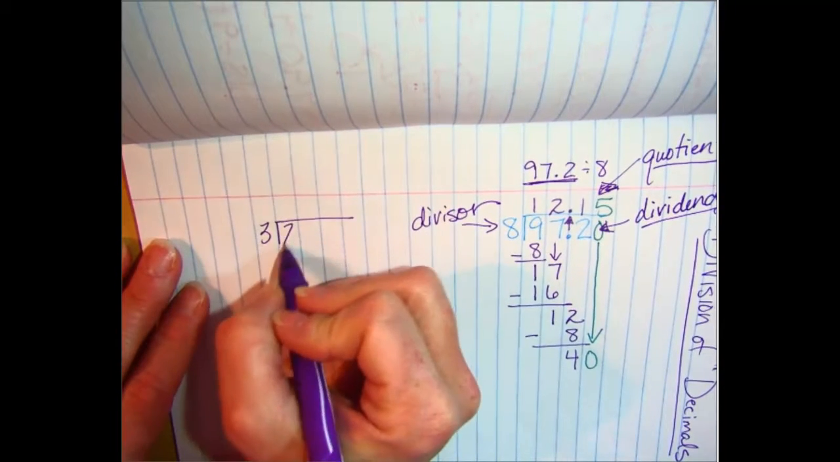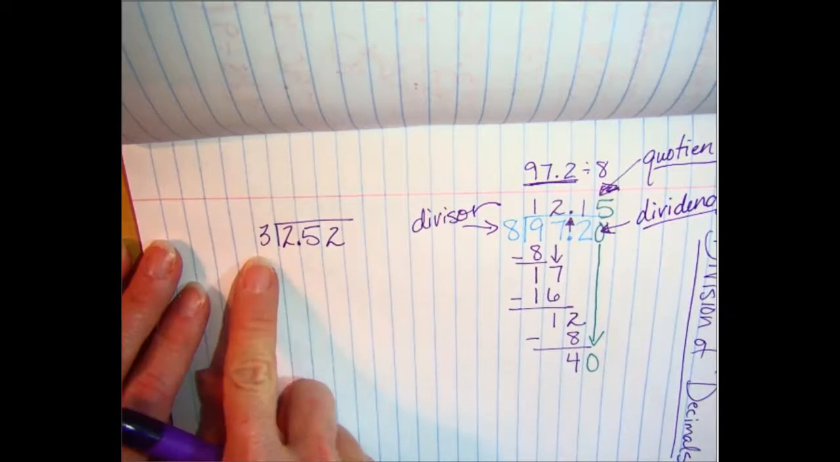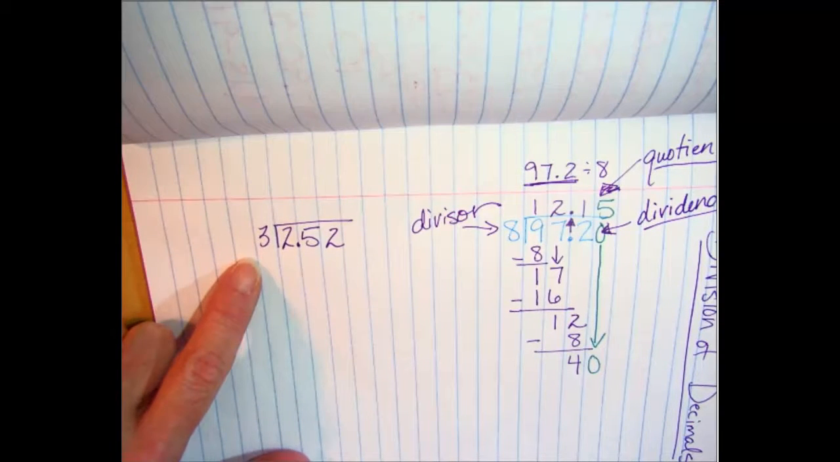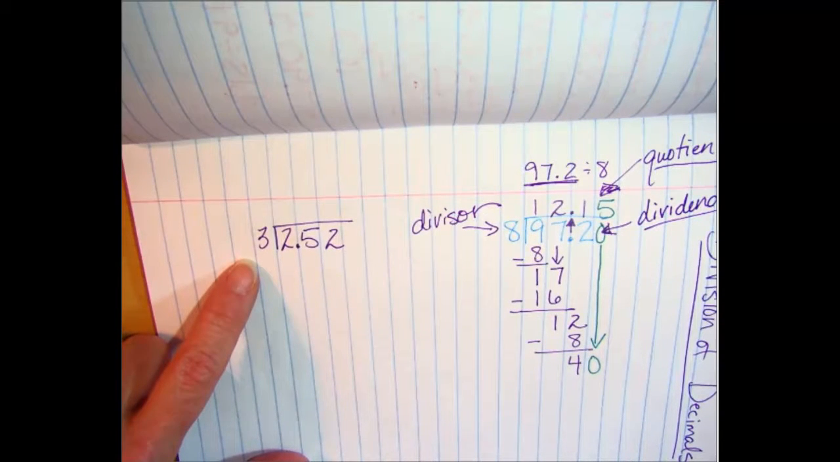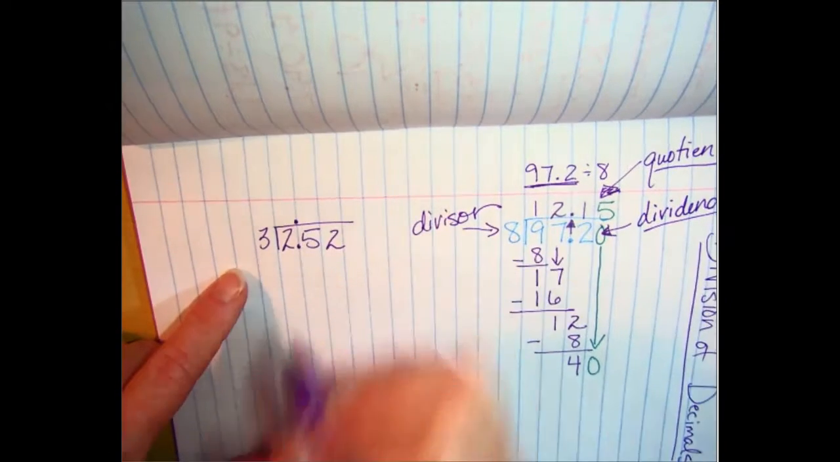Let's do 2 and 52/100 divided by 3. When we do 2 and 52/100 divided by 3, we're just going to put our decimal up here.